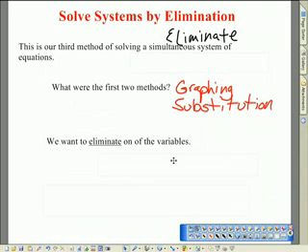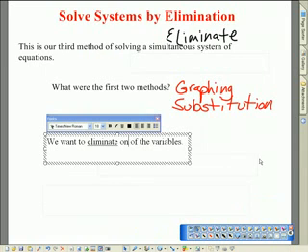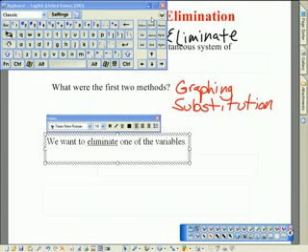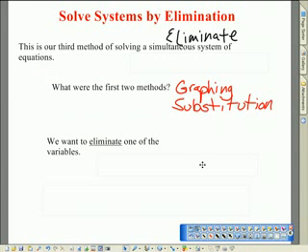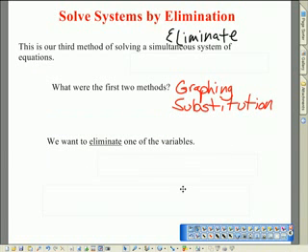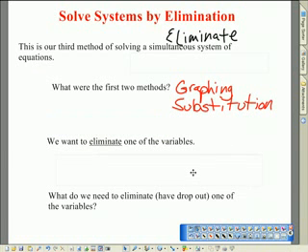Today we want to eliminate one of the variables. Isn't that nice? Typo. We want to eliminate one of the variables today. And we are going to do that by having one of them drop out. Now, how are we going to do that? Well, we want to add down. We want them to add to 0.